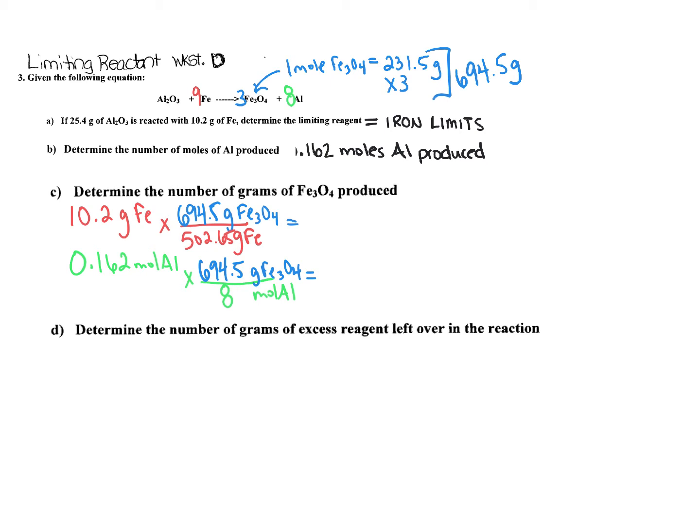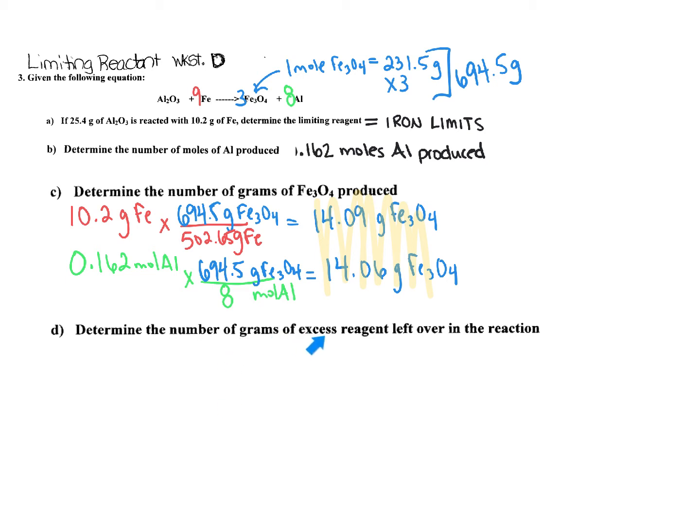If I solve it using my 10.2 grams of iron, I get 14.09 grams of Fe3O4 are going to be made. If I solve it using my moles of aluminum, I get that 14.06 grams of Fe3O4 are made. Notice these are extremely similar to one another. So I'm going to make right around 14.09, 14.06 grams of iron oxide.